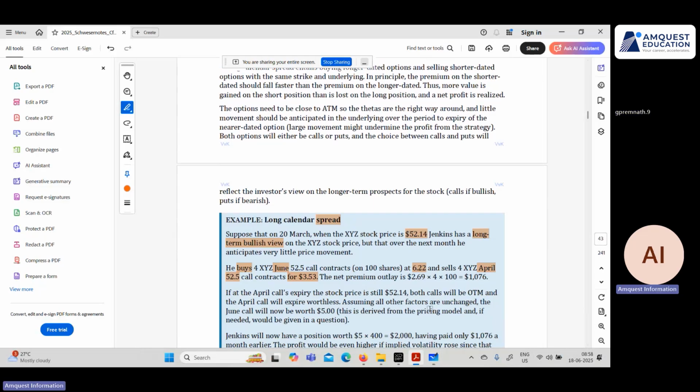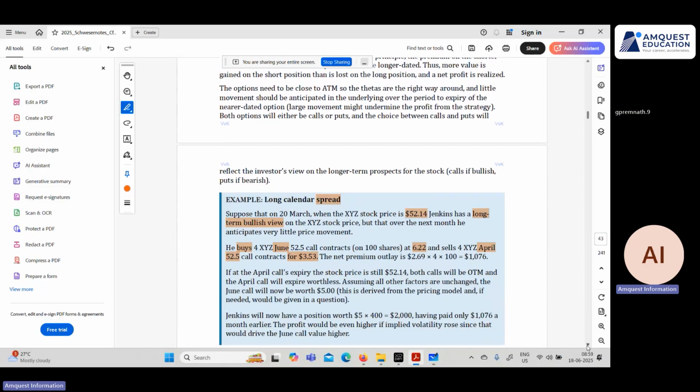Now, assuming all the factors are unchanged, the June call will now be worth 5 rupees. Again, leave that part. The reason they're saying this is that we were looking from March, where the price is 6.22. But you can imagine that when it comes to April, the call premium would be a little lesser, because the time to expiry is now closer, so Theta would do its job and Vega would do its job. Since the time to expiry is now less, it is going to be worth a little less.